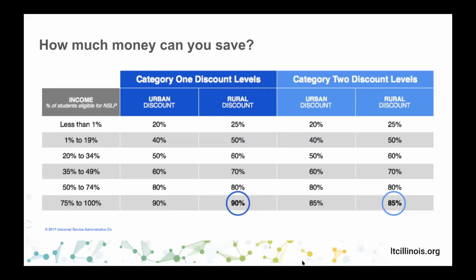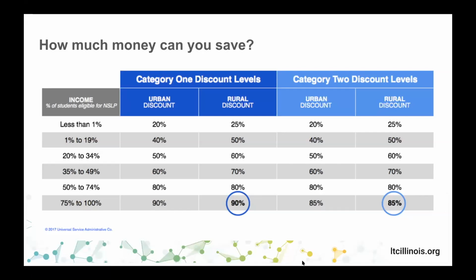So how much money can you save? If you are a school district participating in the free and reduced lunch program, you can see on the left-hand side, they have broken down percentages to the eligibility of where that falls. So if you are a school that has a 47% free and reduced lunch rate in your school district, that would attribute to a 60% urban or 70% rural discount level. So a school district in rural Illinois with a 47% free and reduced lunch rate would get 70% back on their bills.